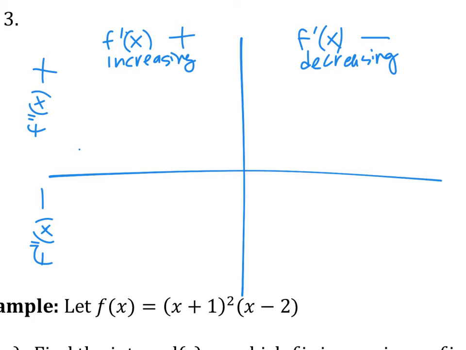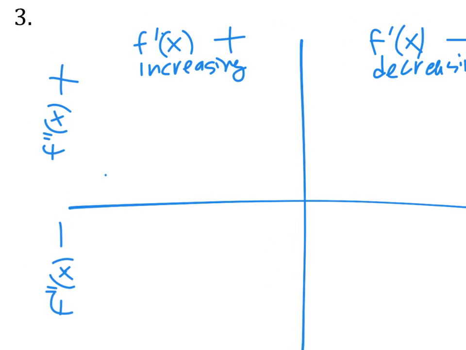All right, let's look at second derivative. We just learned it, so it might not be practiced yet, but we'll do it together. If the second derivative is minus, is it concave up or concave down? Down. If the second derivative is positive, is it concave up or concave down? Up.